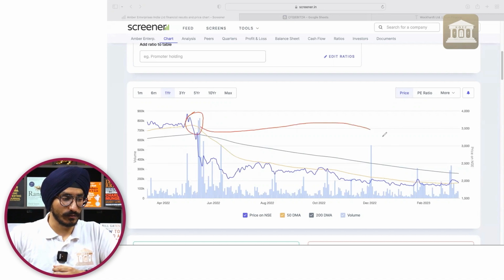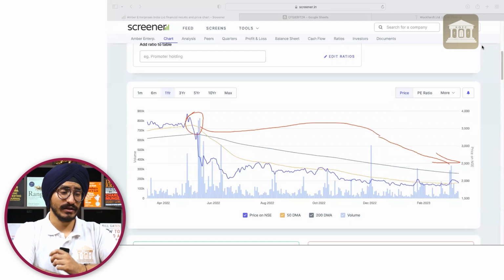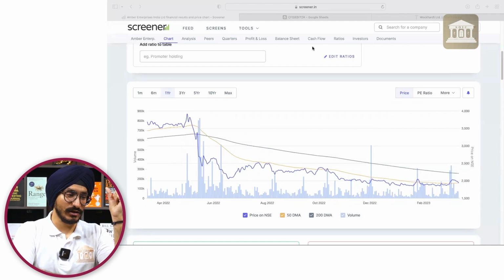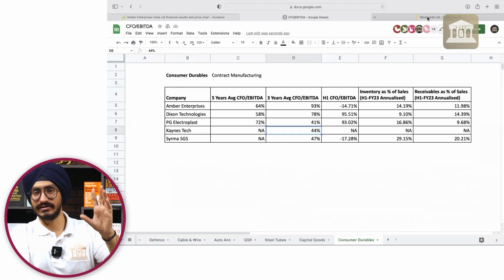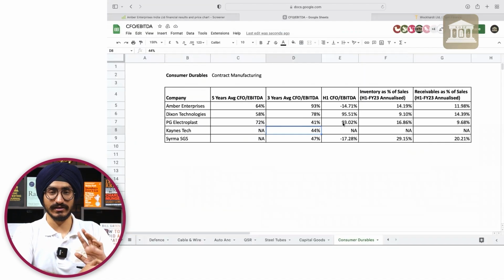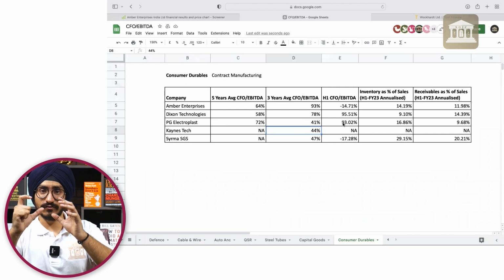You just look at this, the stock price has also fallen since then, and the valuations were also really high. But tracking the CFO to EBITDA along with valuations and along with the entire value chain can give you a lot of deep insights, right? So this was the idea of CFO to EBITDA.